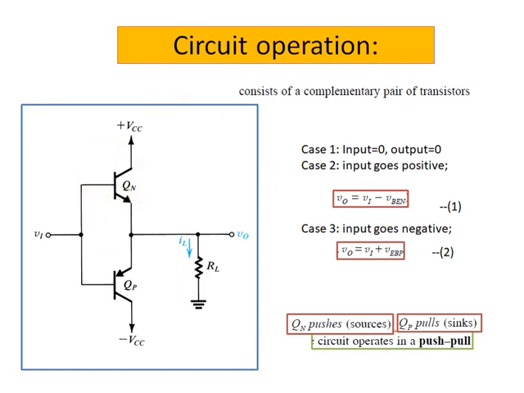So the transistors in the case of the class B are biased at 0 current, and will conduct only when input is present. So the circuit operates in push-pull fashion, that is, QN pushes or sources the current into the load when input voltage is positive, and QP pulls or sinks the current from the load when input is negative. That is why we refer to it as the push-pull complementary amplifier.